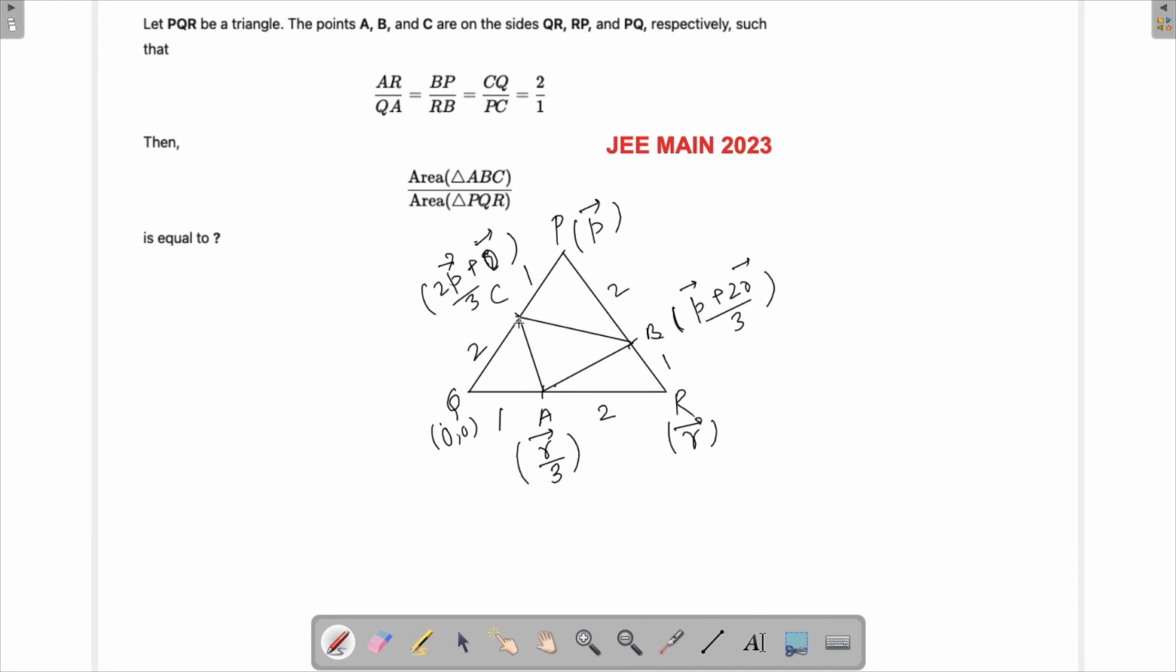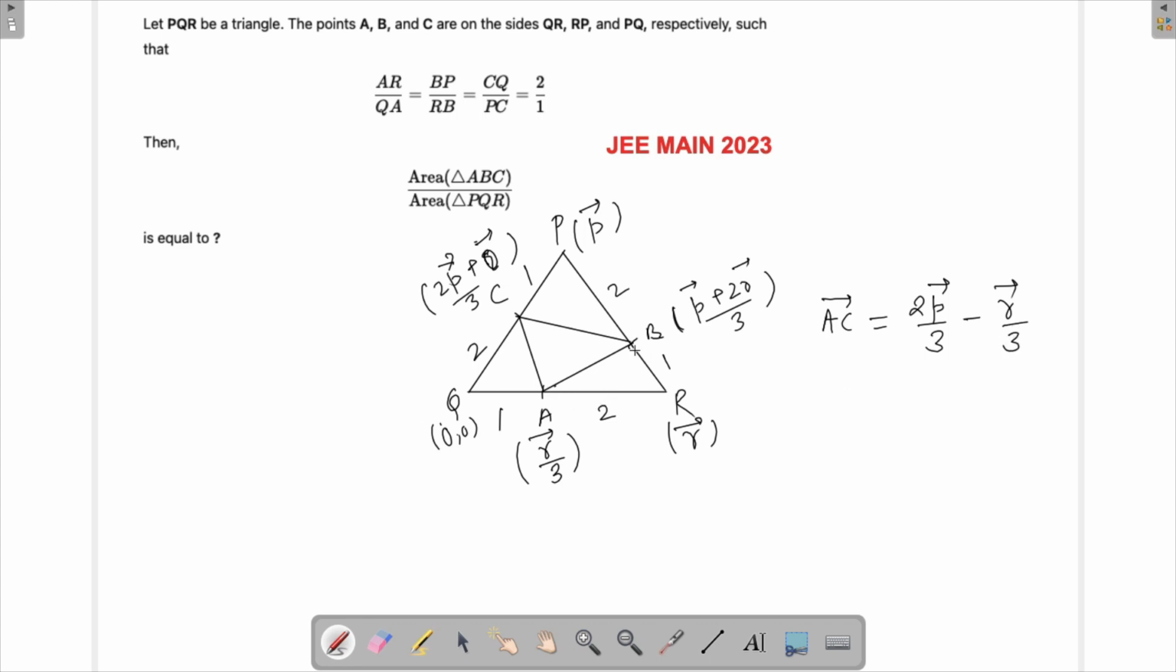Now I want to find the area using the cross product. So I will find the sides AC and AB and then use the cross product. So let's take AC. AC would be OC minus OA. So the OC vector is 2P by 3 minus R by 3. This is my AC vector.